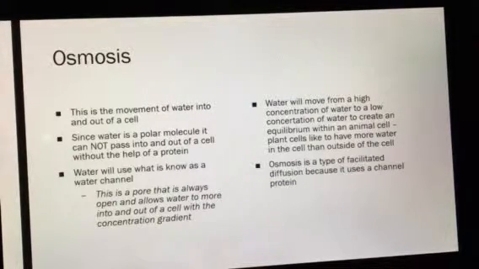One of the most important types of facilitated diffusion, which is so important for our body, and you've probably heard of this before, is osmosis. Osmosis is the movement of water into and out of the cell. They will use what we call a water channel. So we have a channel protein, which is open all the time and allows for these water molecules to pass into and out of the cell. Now, water is so important because a lot of materials will dissolve in water and can be easily transported into and out of the cell by the water itself.